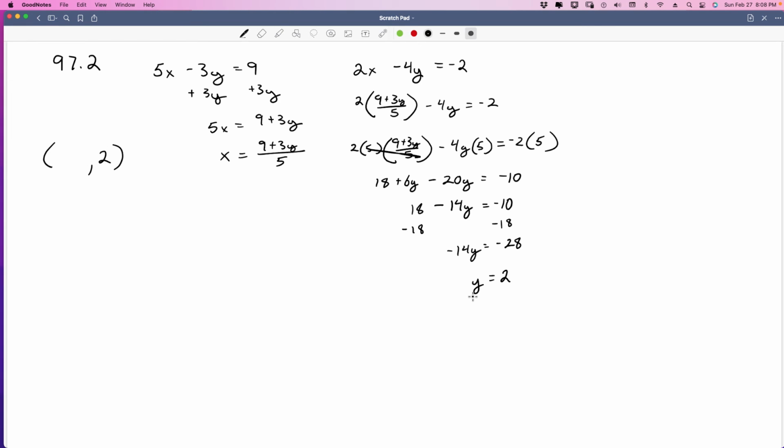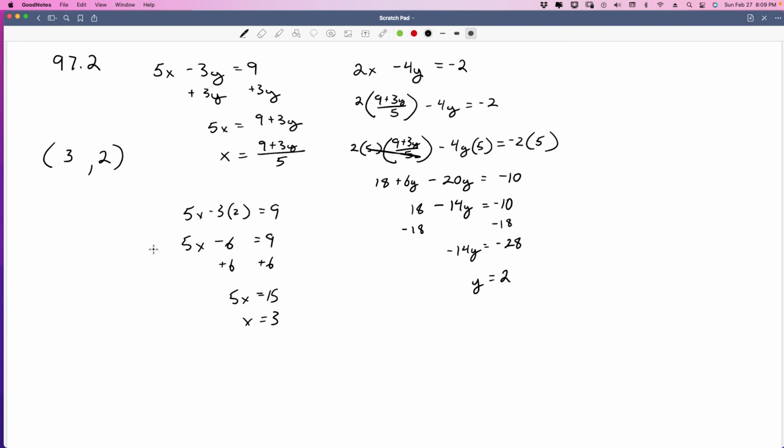Now when we substitute that back into our original equation, 5x minus 3 times 2 equals 9. 5x minus 6 equals 9. We add 6 to both sides. 5x is equal to 15. We find that x is equal to 3. So 3 would be the x value of the solution set for 97.2.